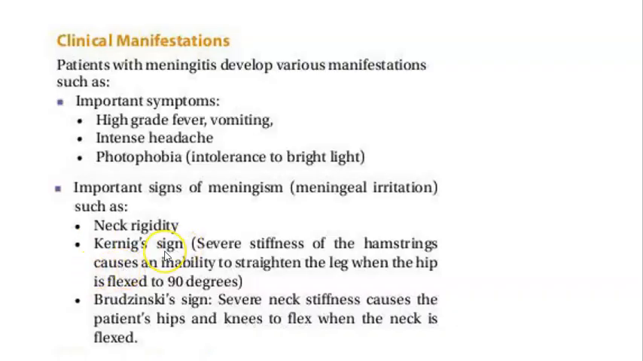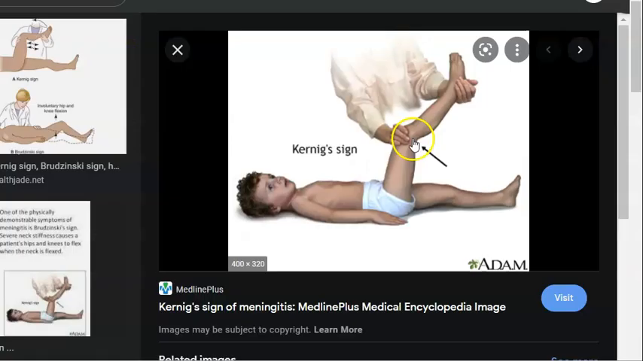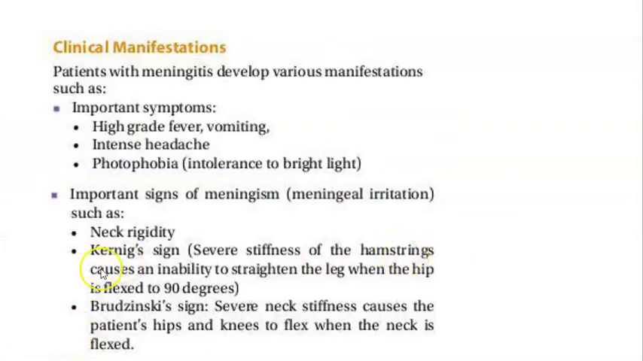Kernig's sign is very easy. You will put the hand on the knee. Just remember, when the hip is flexed to 90 degrees, there is inability to straighten the leg. So you can think about Kernig's sign like this: hand on the knee, you're flexing the hip to 90 degrees, right? It's inability to straighten the leg. Severe stiffness of the hamstring causes inability to straighten the leg when the hip is flexed to 90 degrees.